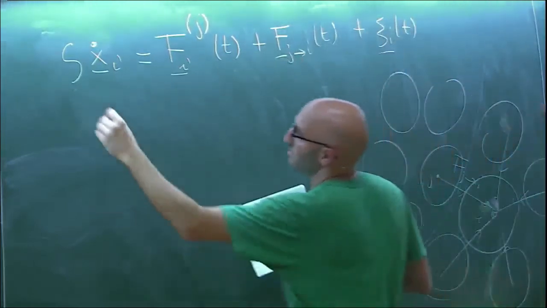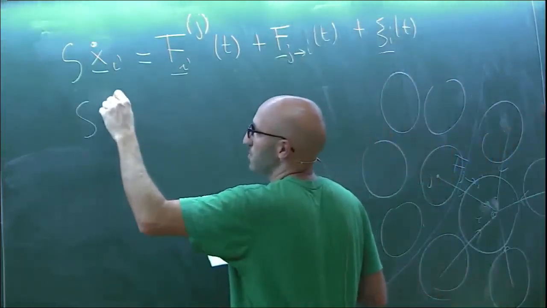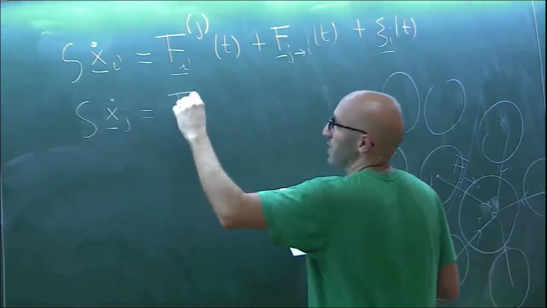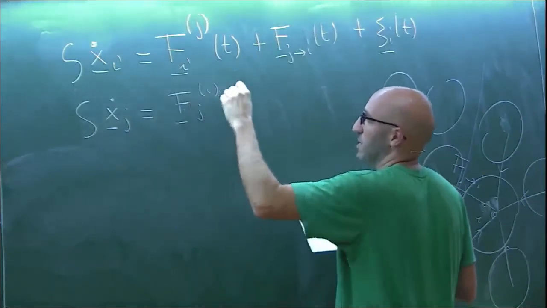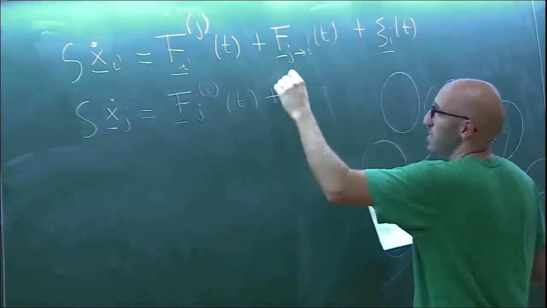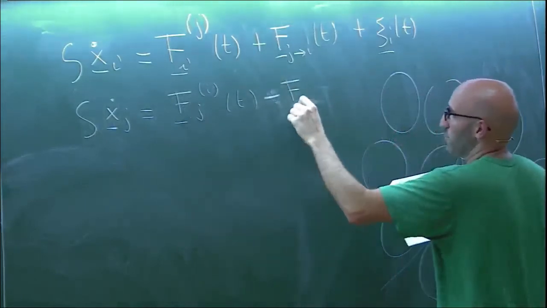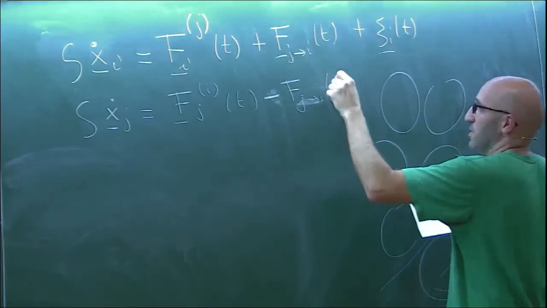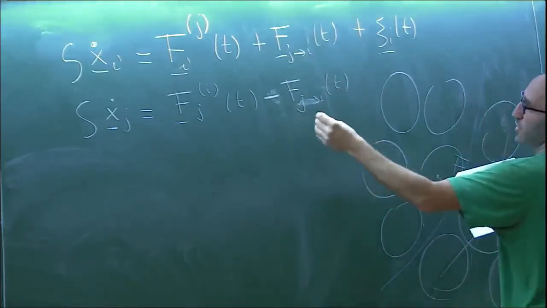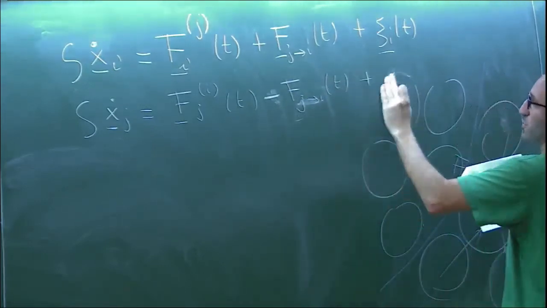And then I have the same for J. This is going to be Fj, where I remove I, plus the force of J on I, which is minus the force. So this will be minus the force of J on I, plus the noise of J.